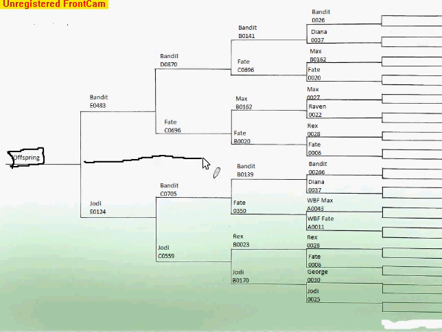So we have our line between the two to determine her maternal and paternal lineages. And I've already looked this over, and the ones we have in common are Bandit 0026, Diana 0037. That is seen again right there and right there. And then we also have Rex 0028, Fate 0006, and that is also right there and right there.